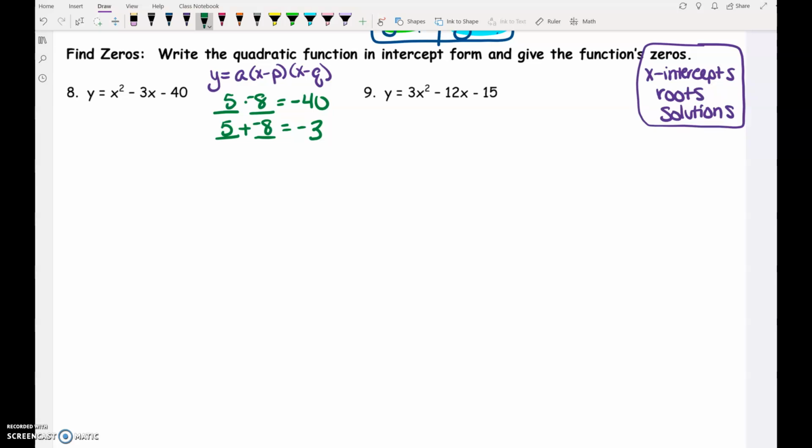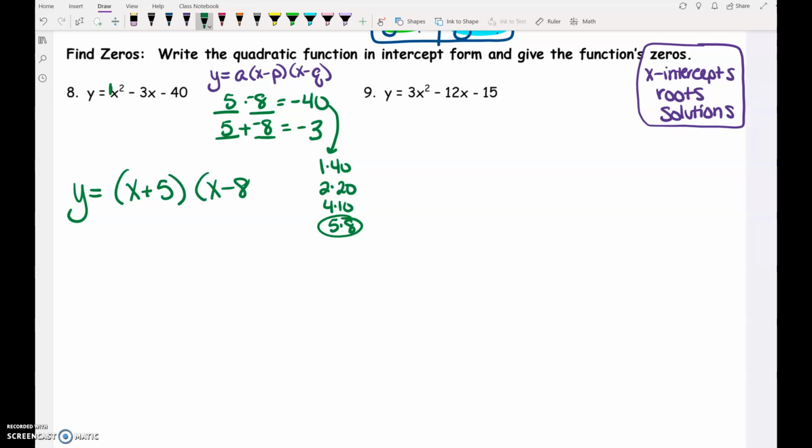What do you do if those numbers don't pop into your head? You think about 40. You got 1 times 40, 2 times 20, 3 times, nope, 4 times 10, 5 times 8. Once you have that list of numbers, think about, could I add any of these to get negative 3? And that's where 5 and 8 come from. Because this is an ordinary, simple factoring trinomial where there's a 1 in front of the x squared, this factors nicely into x plus 5, x minus 8.